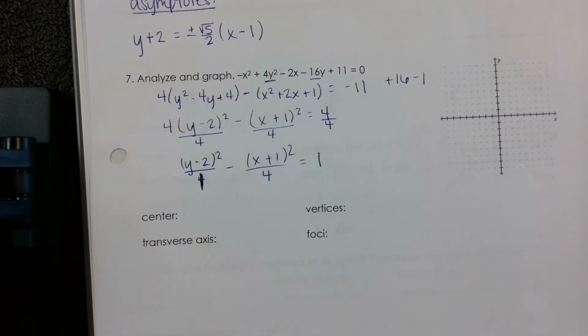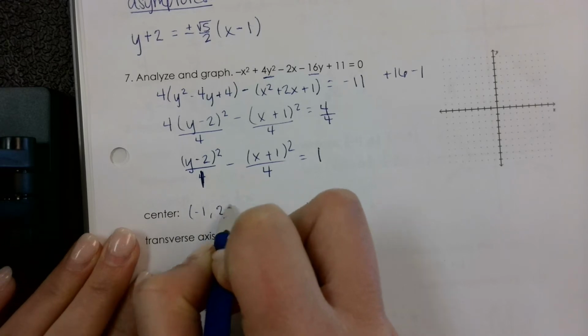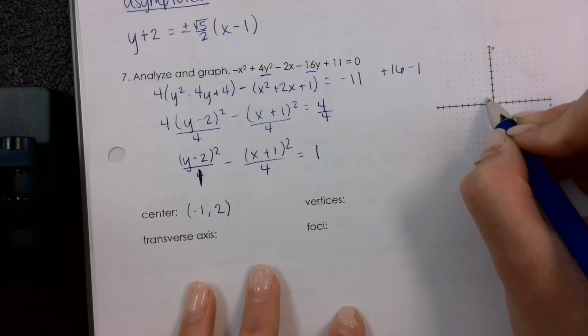Are we all right? Yes, no, maybe? Questions? All right, so where's your center? Negative 1, 2. So we can go ahead and plot that. Negative 1, 2.